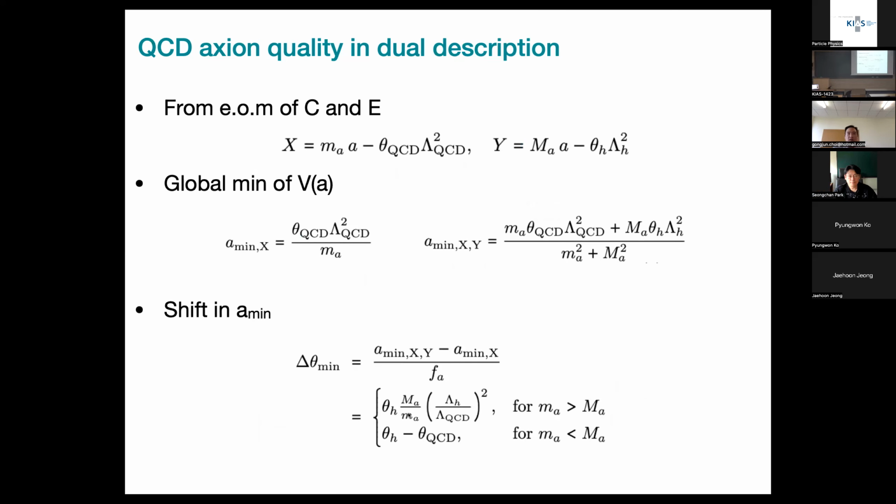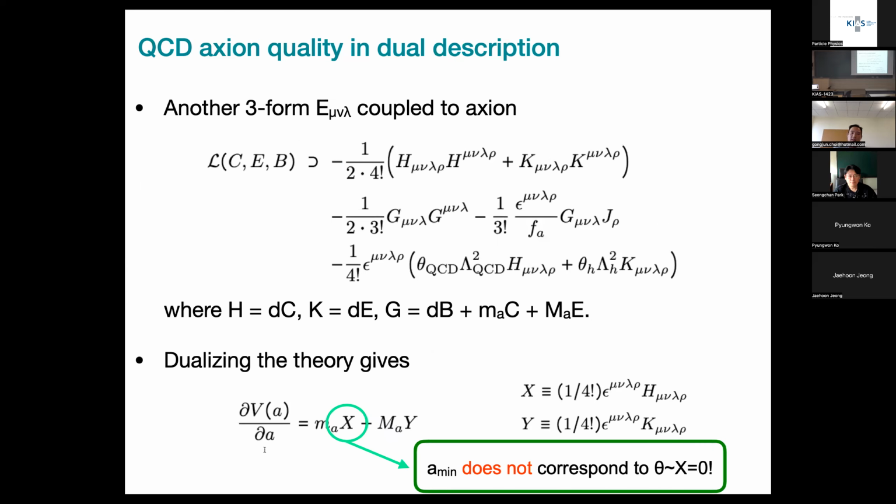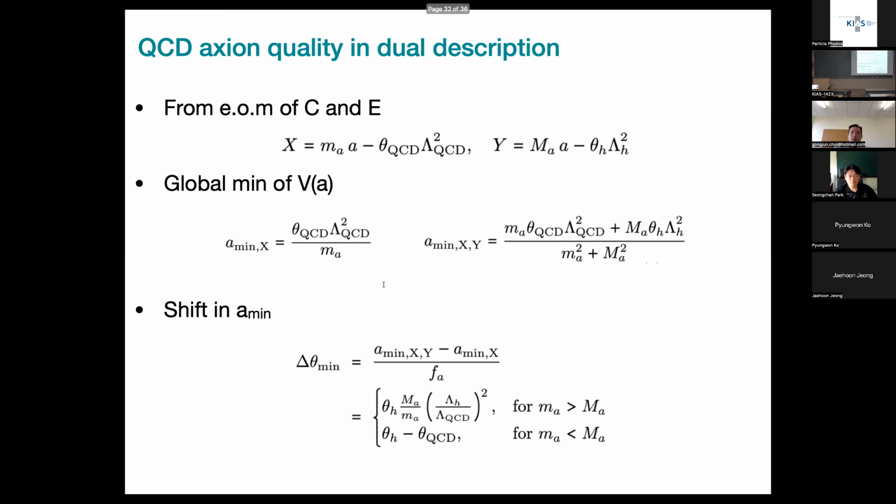So this is how we understand the quality issue here. Alternatively, if you look at the equation of motion of the three-forms, you will see that the field strengths of C and E are given by this, in terms of the axion field and the associated energy scales. But if the potential does not receive a contribution from the extra three-form, then the global minimum of the potential is precisely theta F, where F is the axion decay constant.